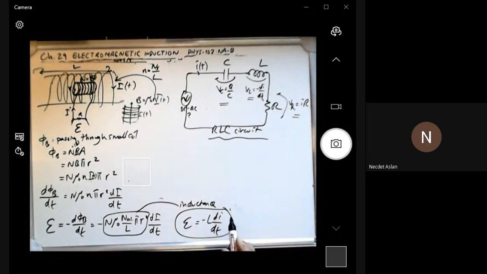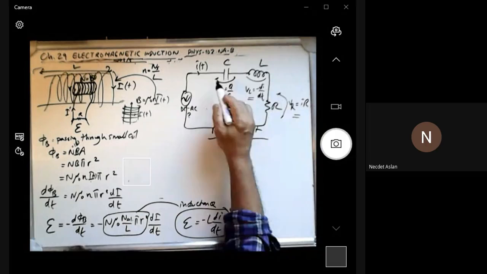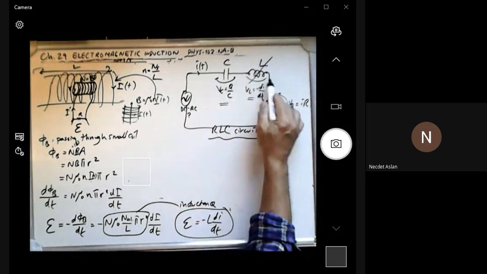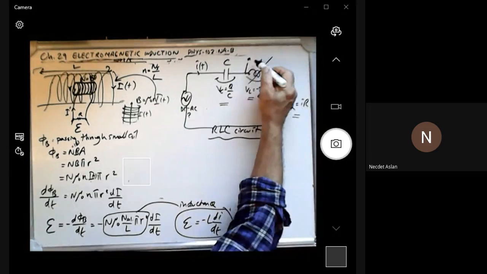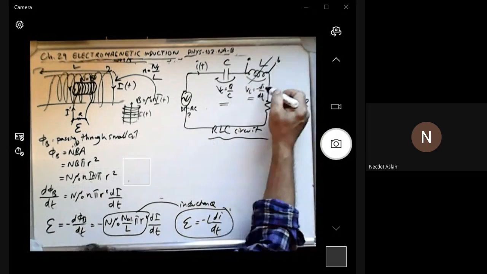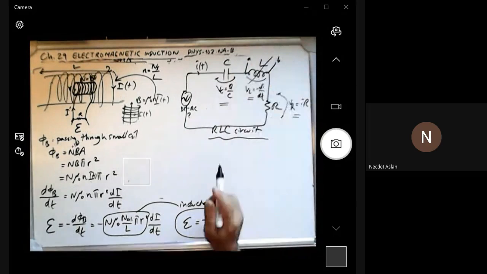But in order to understand that, we have to really understand that if the current is not changing in time, the inductor is like a short circuit. VL is 0, it means that the potential difference between the points A and B is 0, so this is like a wire, you know.